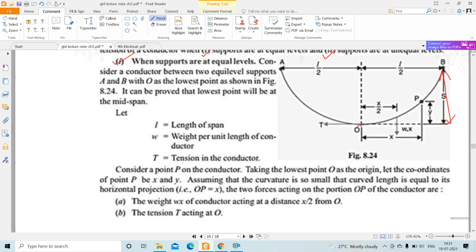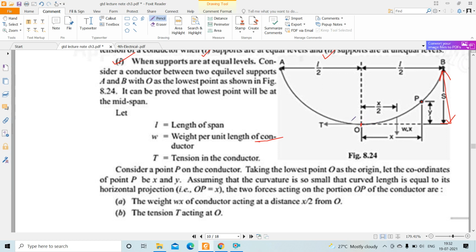If O is the midpoint, then between A and O the span length is L by 2, and between O and B it is L by 2. W is equal to the weight per unit length of the conductor. T is equal to the tension in the conductor; at point O the tension T is along the horizontal line. Then consider a point P on the conductor, taking the lowest point O as the origin.